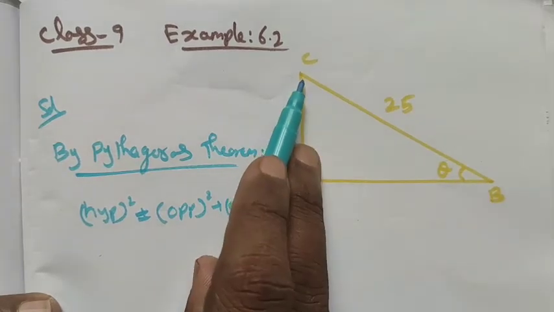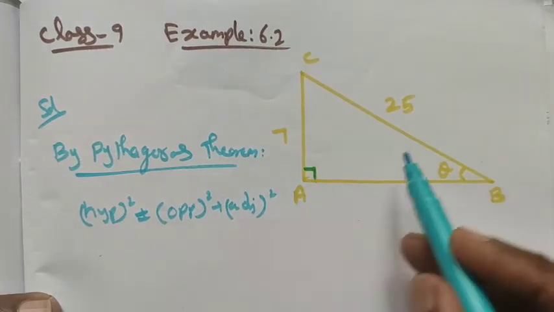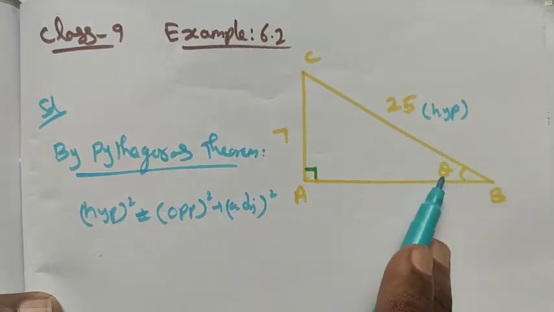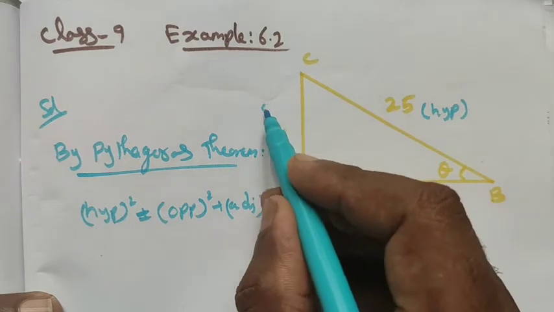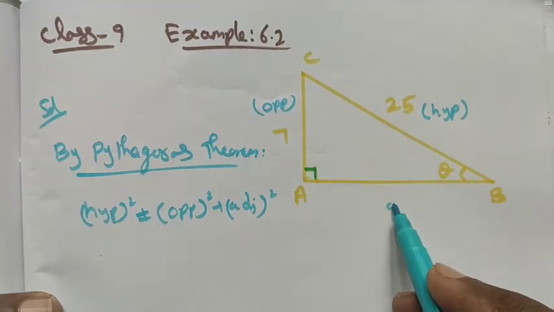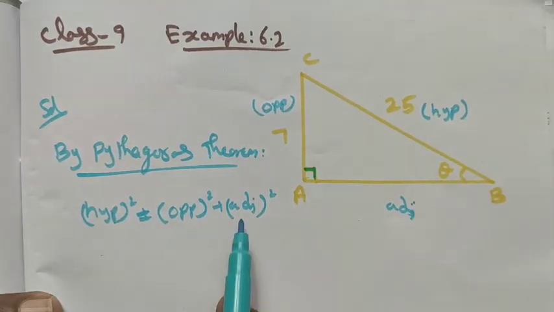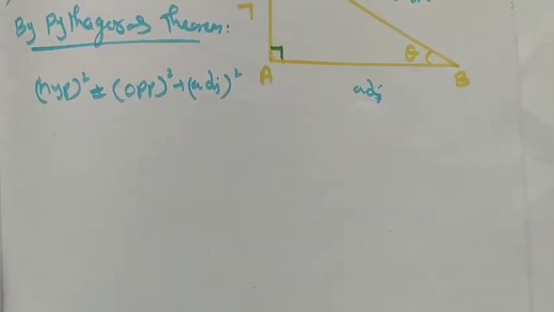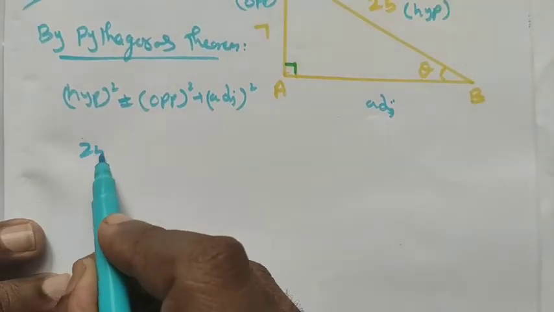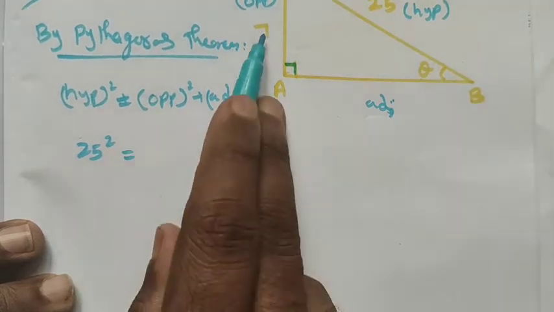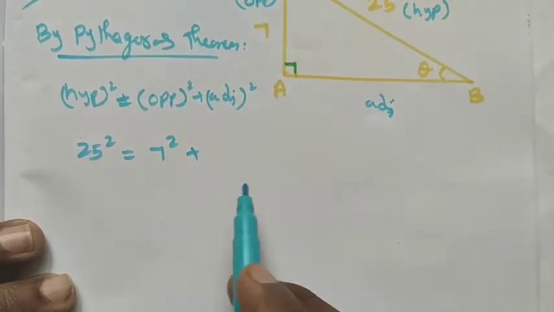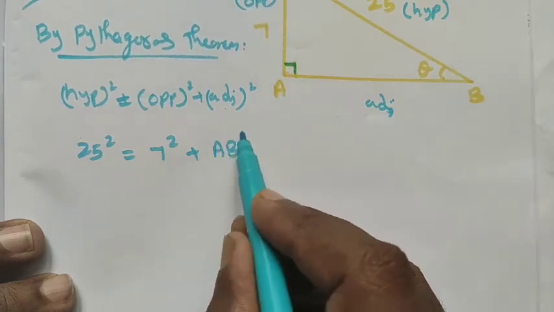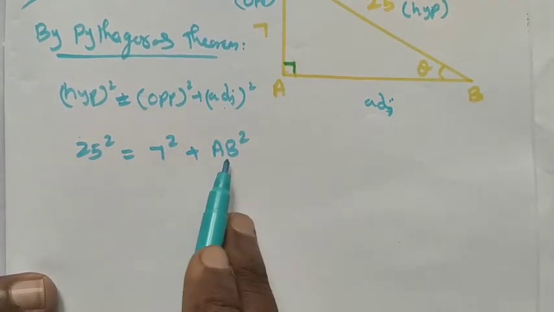See here, the hypotenuse side is always opposite to the 90 degree angle. The side opposite to the angle is the opposite side, and the remaining side is the adjacent side. So here we are going to find out the adjacent side, right? So the hypotenuse side 25 square is equal to the opposite side 7 square plus the adjacent side AB square. Now we want to find out what AB is.